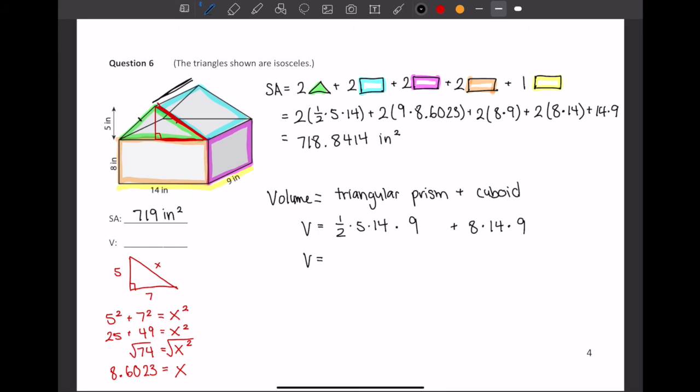And if we plug all that into the calculator, we see that the volume is 1,323 inches cubed, which rounded to 3 significant figures is 1,320 inches cubed.